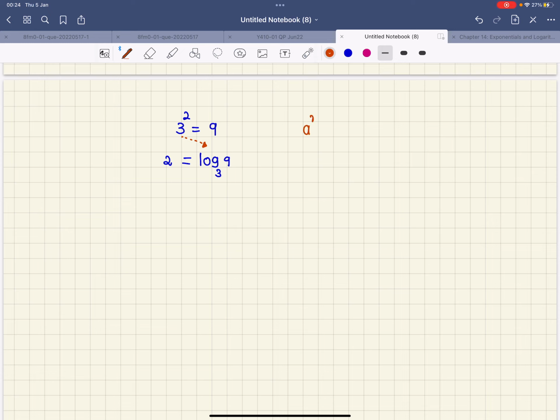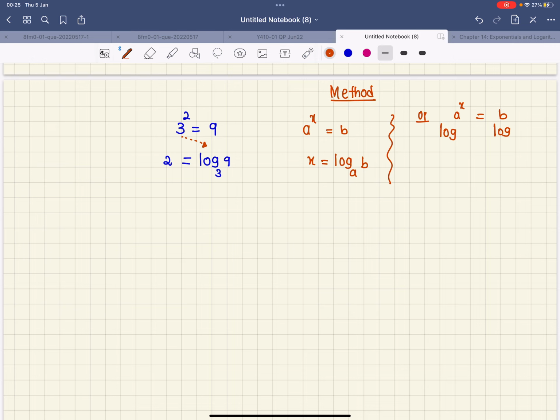So the standard rule is a to the power of x is equal to b, then x is equal to log_a b. There's another method to solve this. So it's either you take the a to the other side and then take a log, or you take logs on both sides. So you've been given a to the power of x is equal to b, and then you take logs on both sides.